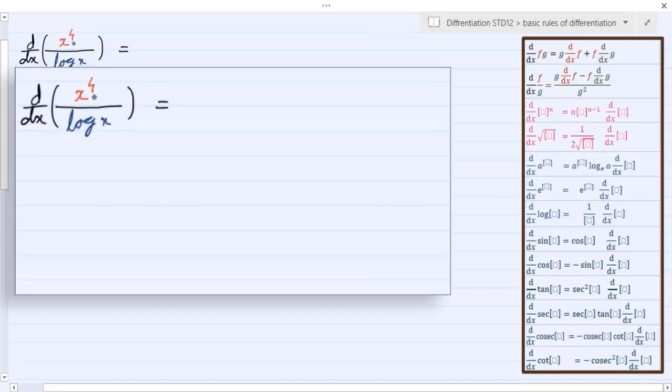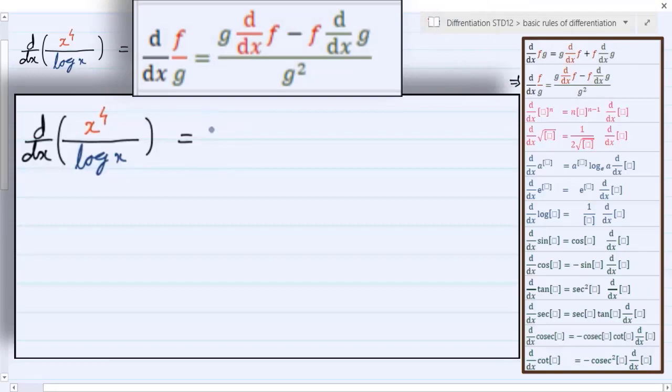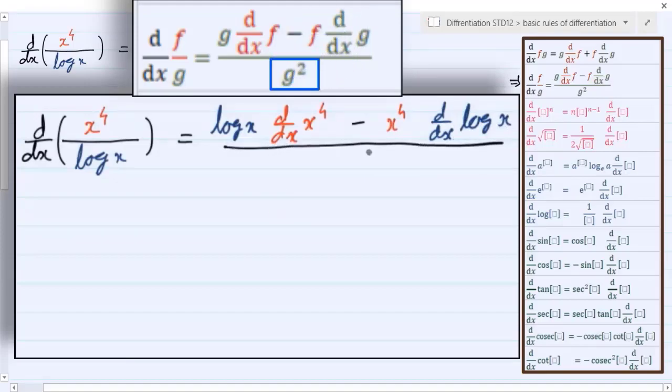In this question, we have to find d/dx of x^4 upon log x. We have two functions in division. So let's apply the division rule. Your log x is as it is, d/dx of x^4, minus x^4 will be as it is, differentiation of log x, upon log x the whole square.